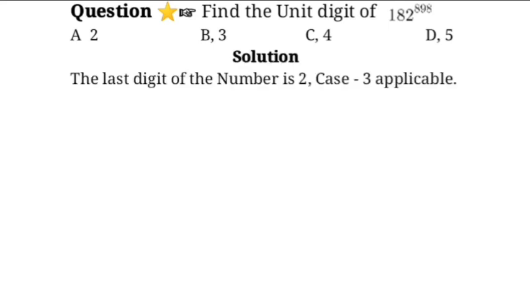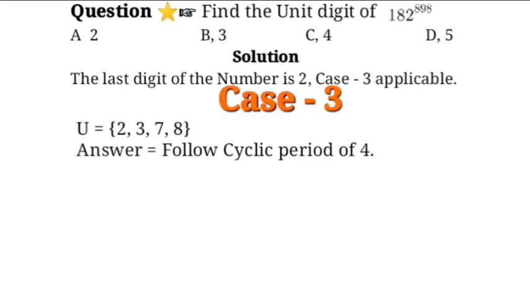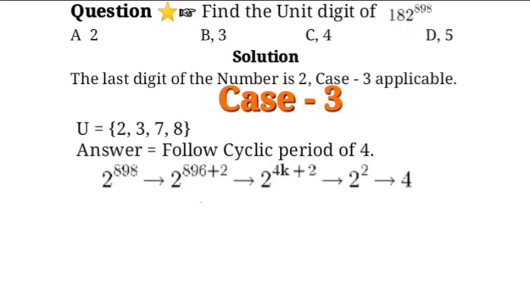Okay, 182 raised to 198. The last digit of the number is 2, so we need to use case 3. Case 3 says if u, the last digit, is 2, 3, 7, or 8, we need to follow a cyclic period of 4. So 2 raised to 898.